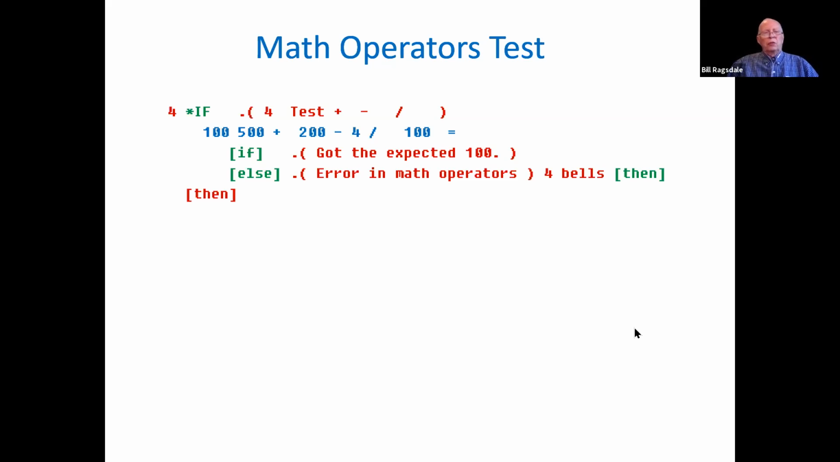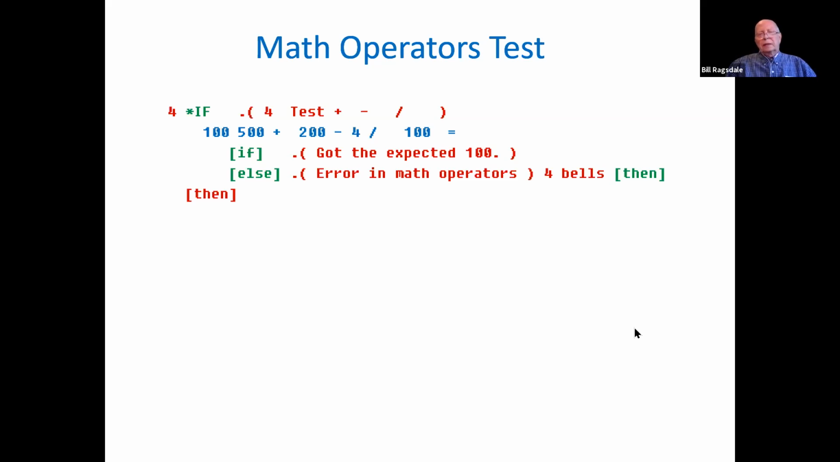If we did and it's true, then the bracket if will execute, and it'll give us a little report that says got the expected 100. If, however, the math is wrong, the numbers are wrong, or our setup is wrong, we'll get a little message that says error in math operators. And then you see the four bells there. I like to include that.